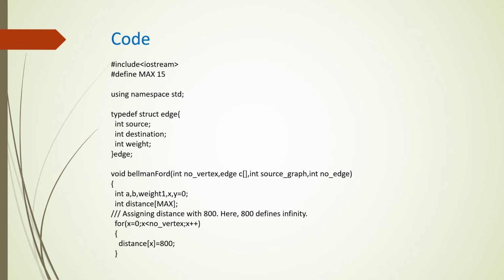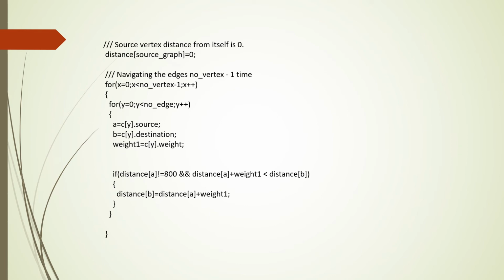Here's the code that we have implemented from the algorithm. We use the structure, and we have taken 800 that defines the infinity for our references. What we'll do is we'll navigate the for loop for the edges, and we'll do this for number of vertices minus one time. So if we have 3 vertices, we'll visit this outer for loop for 2 times.